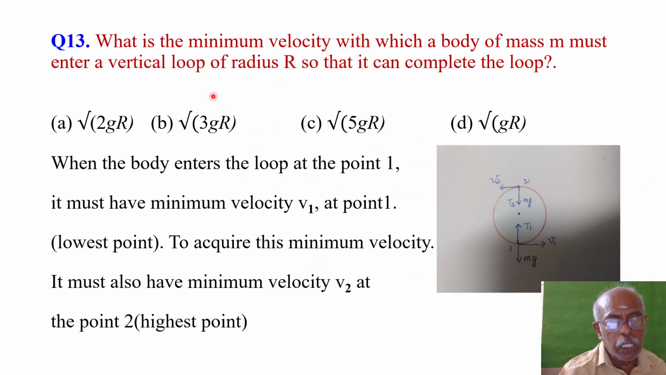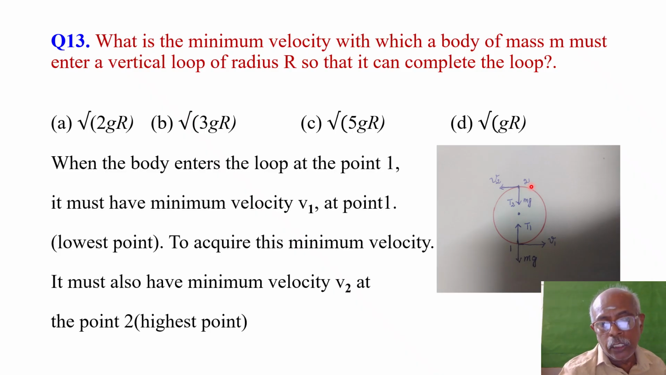The question is, what is the minimum velocity with which a body of mass m must enter a vertical loop of radius capital R so that it can complete one loop. So this is the circular path. The body is entering at the point 1. This is point 1 and this is point 2. Point 1 is the lowest point, and point 2 is the highest point. It is at the height h.